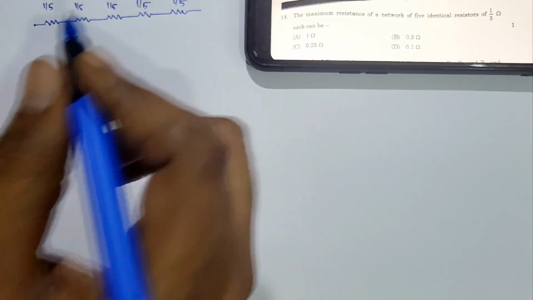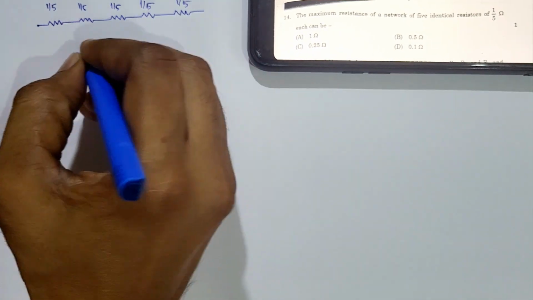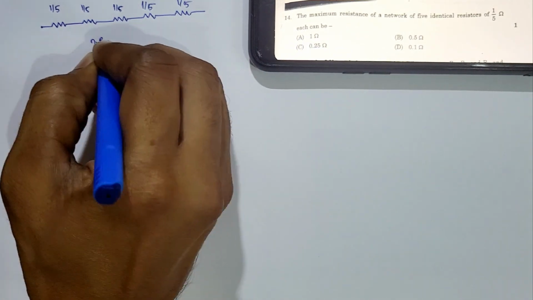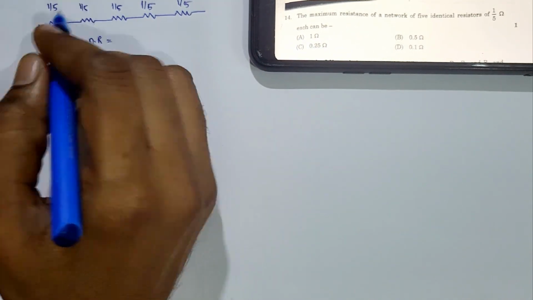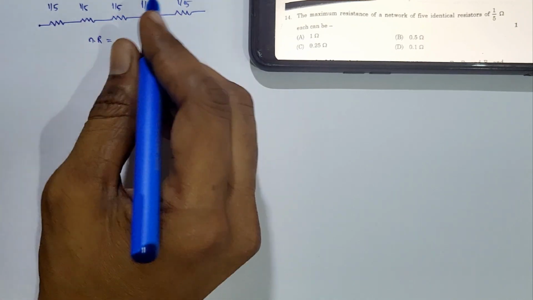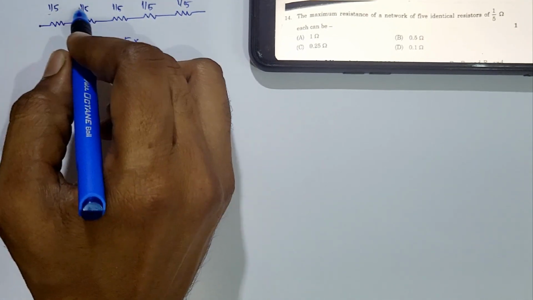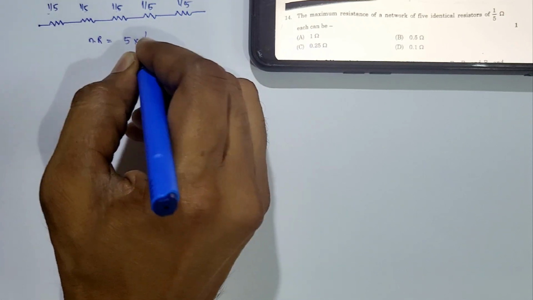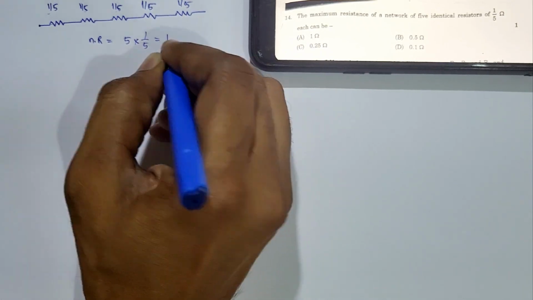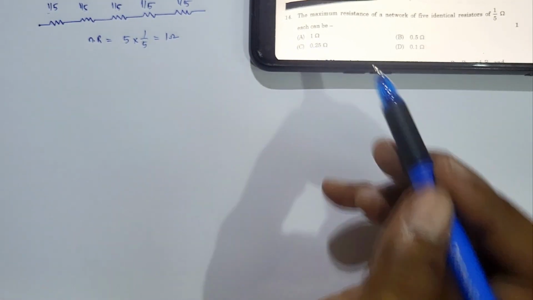So, series connected. What is the equivalent resistance when they are connected in series? N into R, where N is the number of resistances. 1, 2, 3, 4, 5 are there. 5 into R, where R is the resistance value of each resistance. What is this? 5 into 1 by 5. That is 1 ohm. So 1 ohm will be the answer.